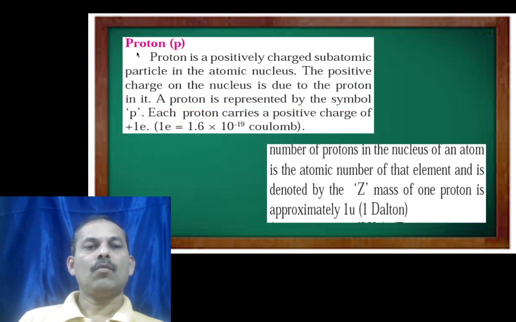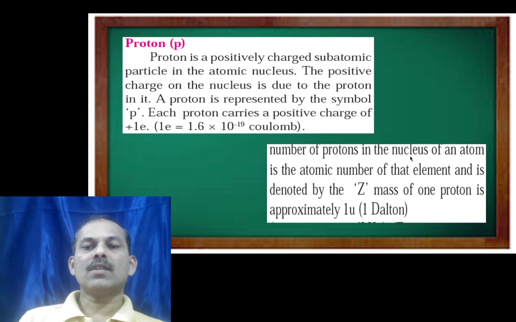Out of them, what is a proton? A proton is a positively charged subatomic particle in the atomic nucleus. The positive charge on the nucleus is due to the protons in it. A proton is represented by the symbol p. Each proton carries a positive charge, that is 1 electron charge equal to 1.6 × 10^-19 coulomb.